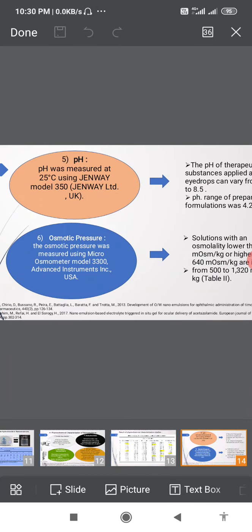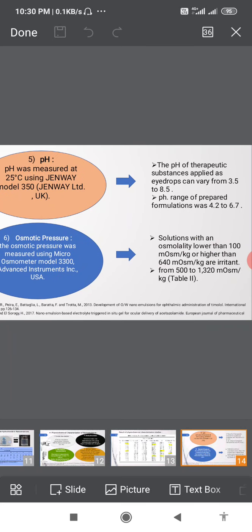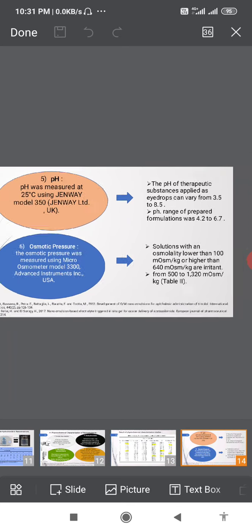And osmotic pressure, the osmotic pressure was measured using a micro osmometer model 3300. And the range of osmotic pressure found is 500 to 1320 milliosmoles per kg.